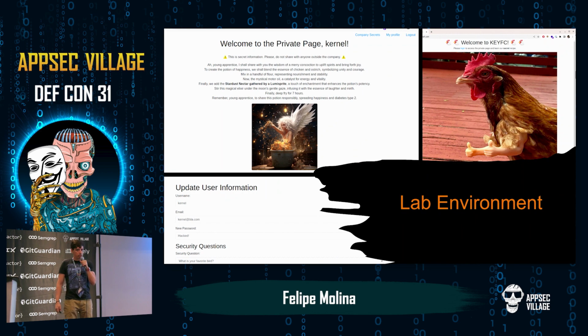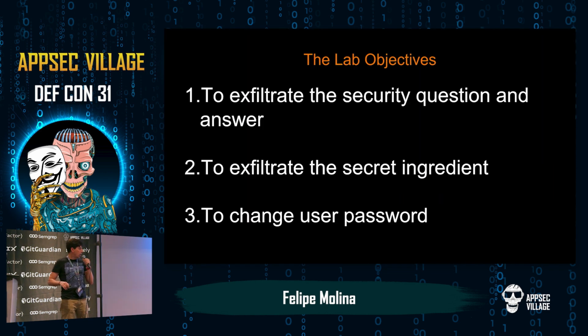So yeah, to demonstrate the bypasses, I created a lab. This lab contains a private part where you can see the secret ingredient for the KFC recipe. And there is also a part here where you can change your own password and your security question, etc. Okay, so this is the lab where I want to test everything. The objectives for me to demonstrate the CSP bypasses would be: first, to exfiltrate the security question and answer; second, to exfiltrate the secret ingredient; and third, to change the victim's password.